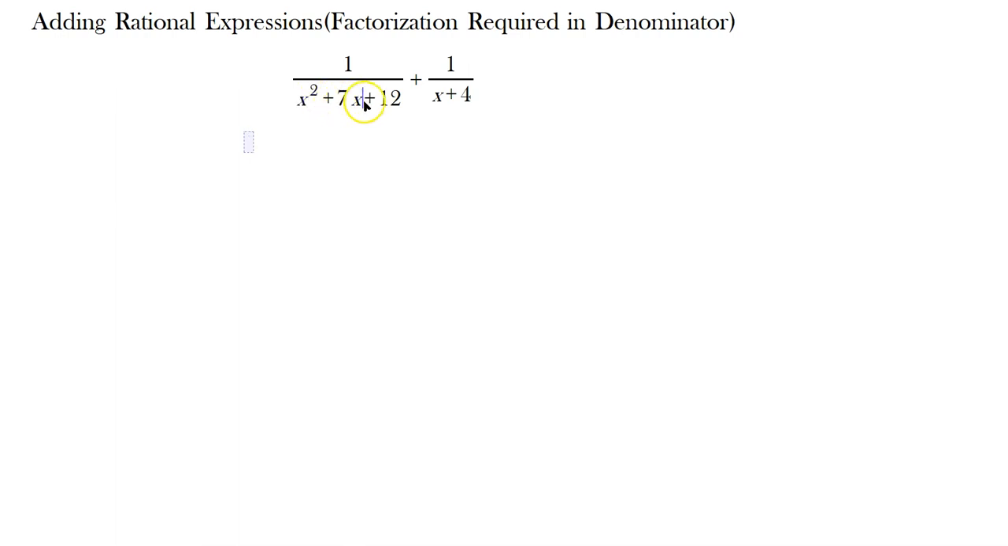Take a look, we have x squared plus 7x plus 12 and here we have x plus 4. What stands out, I would say, is that x squared plus 7x plus 12 is definitely not the same as x plus 4. These are very different expressions, so you have to make them the same. What we have in the bottom is a trinomial that I set up basically so it can be factored. So let's do that as a first step.